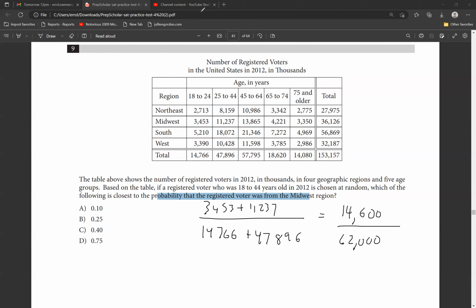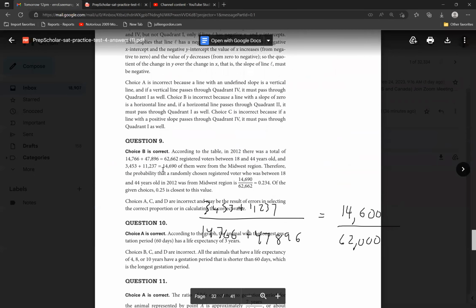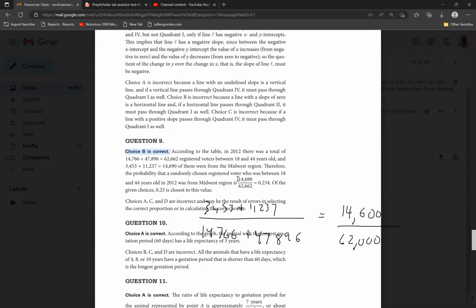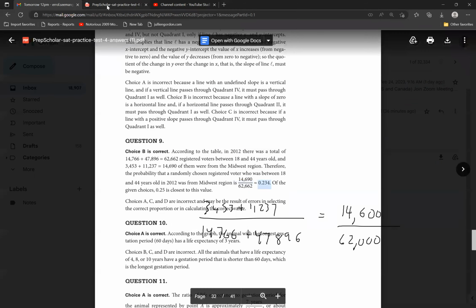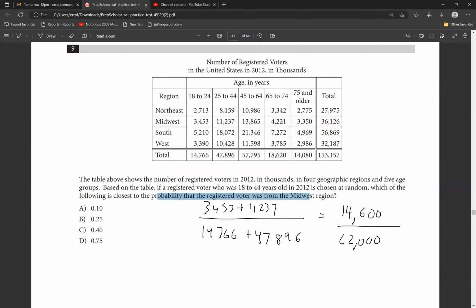All right, let's check the answer on that one. That's 9B. 9B is correct. Yep. Yeah, there's your 14,000. There's your 62,000. Yep. 0.23. Yep. All right.